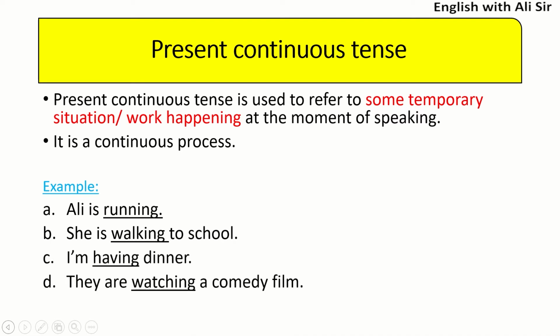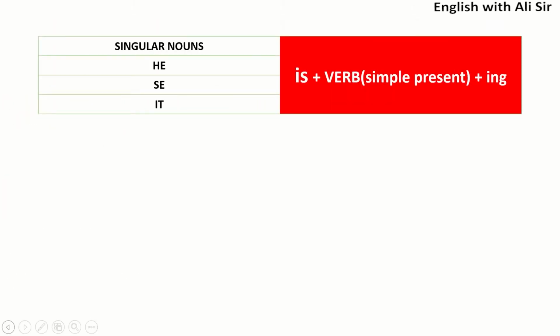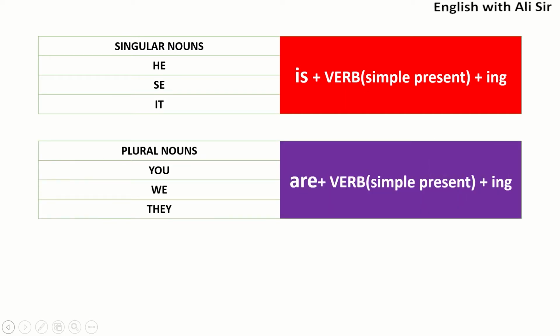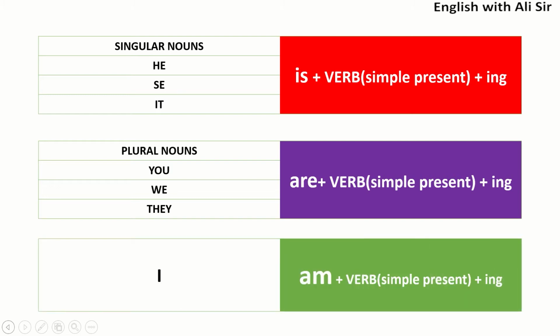Present continuous with singular nouns and third person singular nouns he, she, it. We use is plus present participle form of verb, that means verb plus ing. With plural nouns and the pronouns you, we, and they, we use are plus present participle form of the verb. With first person singular, that means I, we use am plus present participle form of verb.